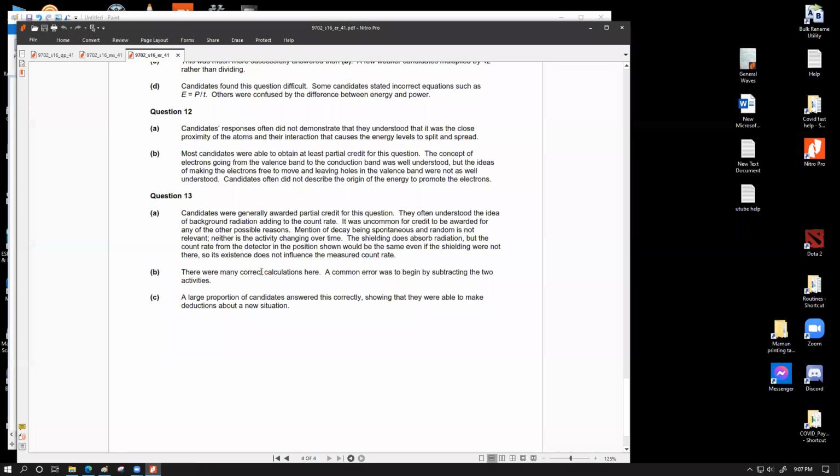Which was uncommon to be awarded for any other possible reasons. Uncommon. So all the other things that the students wrote other than the background radiation count were pretty much wrong. Mention of decay being spontaneous and random is not relevant. Neither the activity changing over time. These are the points which are not relevant for this. The shielding does not absorb radiation, but the count rate from the detector up to the position would be the same even if shielding were not there. So its existence does not influence the measured count rate.